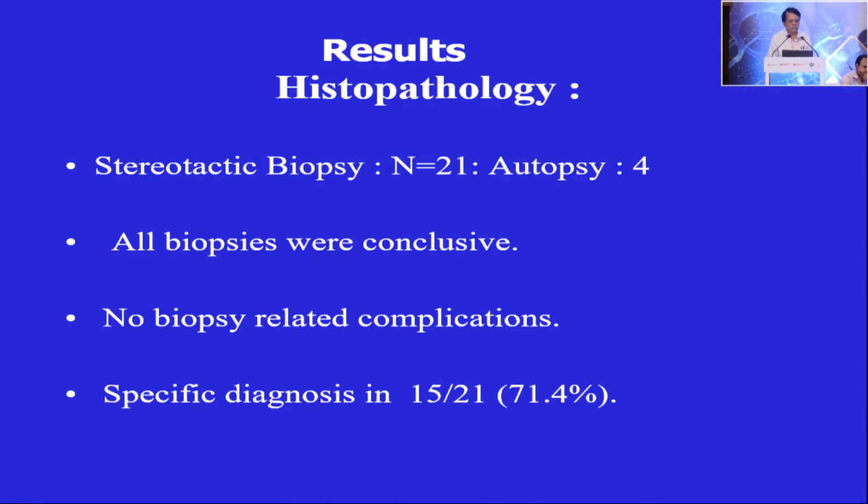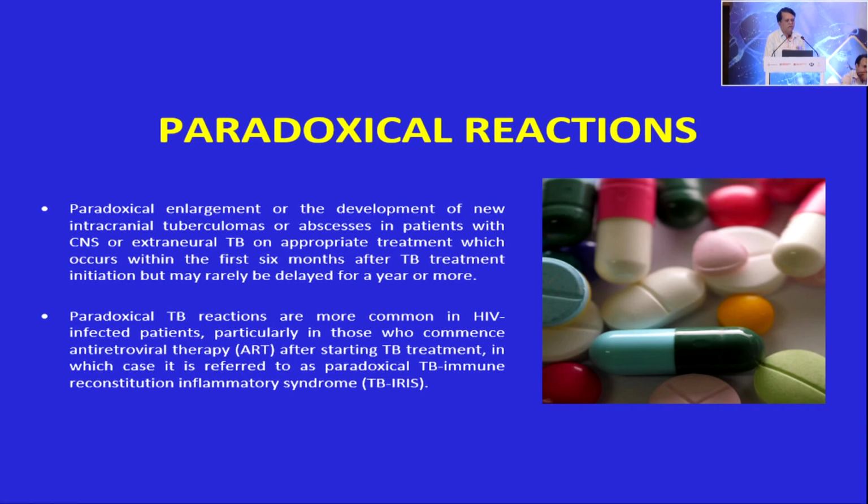Specific diagnosis was possible in about 72% of the cases with stereotaxic biopsy, and that is the correlation we did. So there are some paradoxical reactions even in cases of retroviral positive focal lesions. What are these? Paradoxical TB reactions are most common in HIV infected patients, particularly in those where we commence the antiretroviral drugs soon after starting the TB treatment.